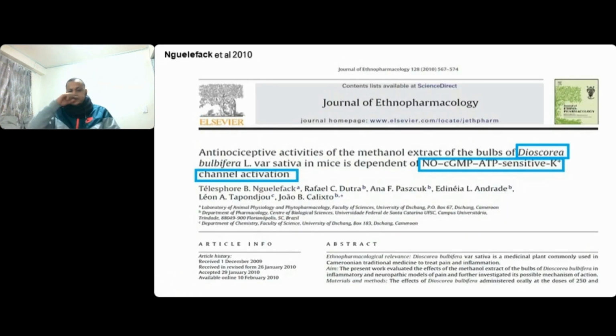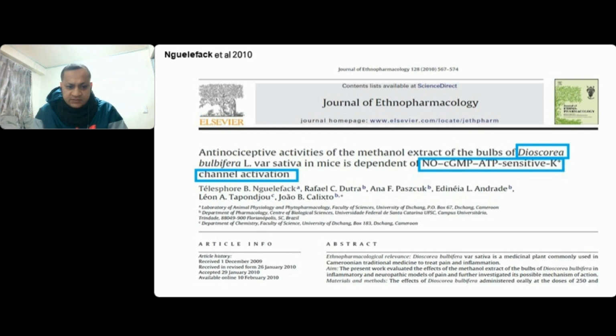This one is also interesting. It was published in the Journal of Pharmacology. They found that, as I told before, Diosgenin is mainly collected from the Dioscorea species. There are different types of Dioscorea species, and Dioscorea bulbifera L. and Dioscorea batatas are among them. So Diosgenin can reduce the calcium channel.